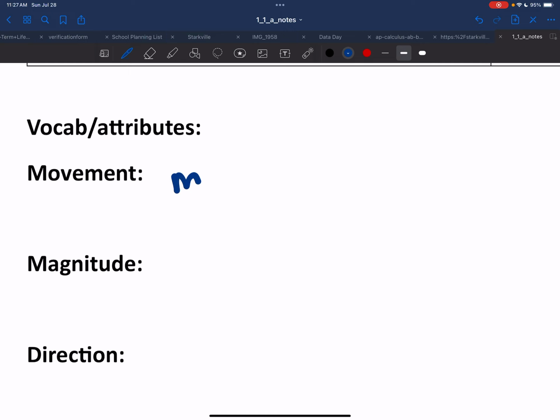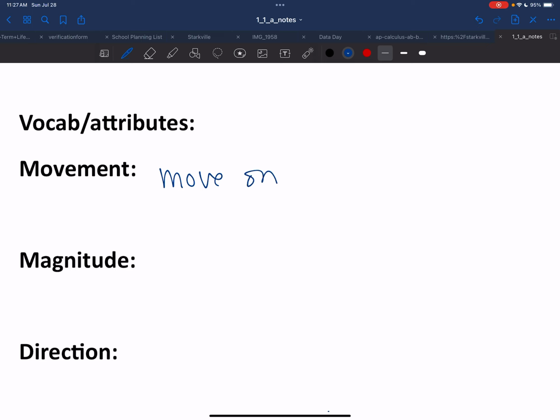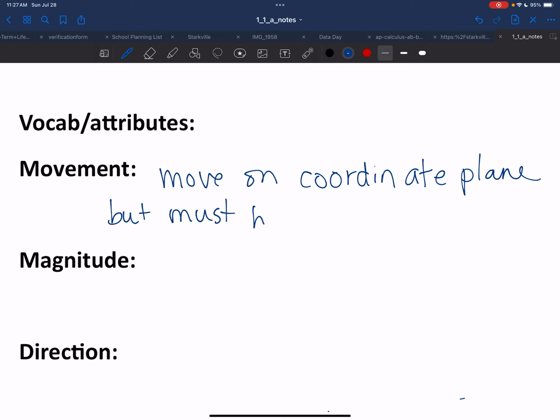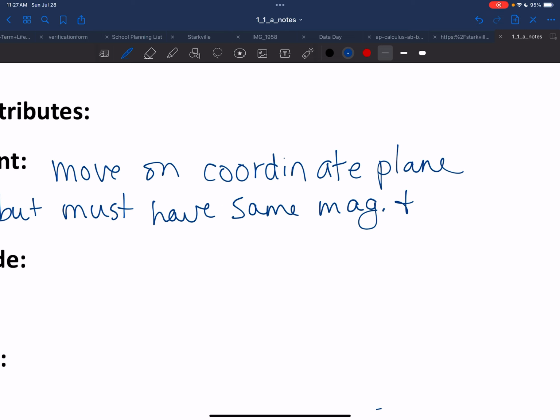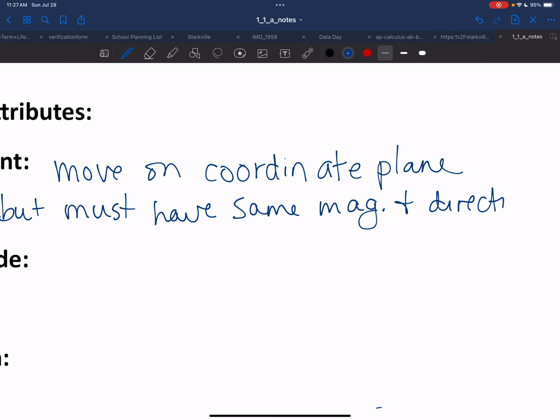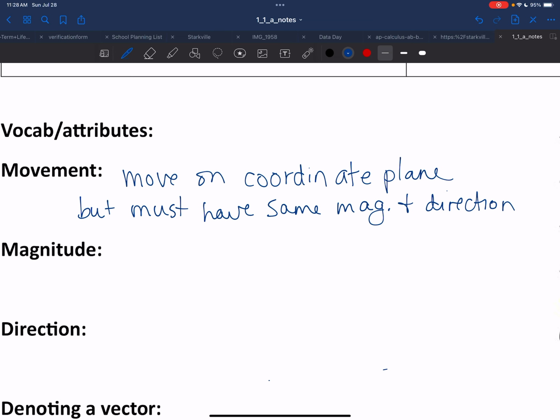So we can move on a coordinate plane, but must have same magnitude and direction. Okay, so you can't change that, but you can put it different places within that coordinate axis. Remember, the coordinate axis is just a frame of reference for us, and we can define our own frame of reference.